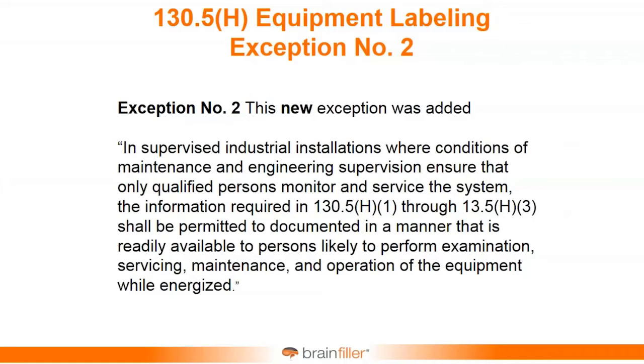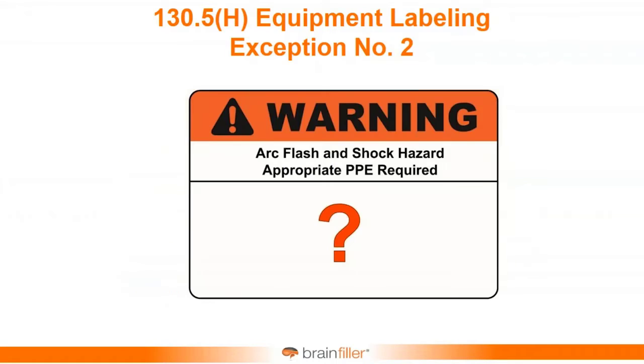And the new exception simply states, in supervised industrial installations, where you have conditions of maintenance and engineering supervision, and qualified persons are the only ones that are going to work on the system, the information in H1 through H3, and that's the voltage, the arc flash boundary, and then the PPE, can be documented so it's readily available to people that are going to be performing de-energized work. So the concept was you don't have to put anything on your label.